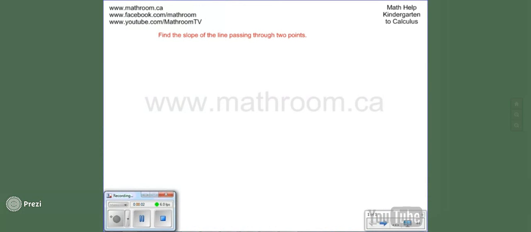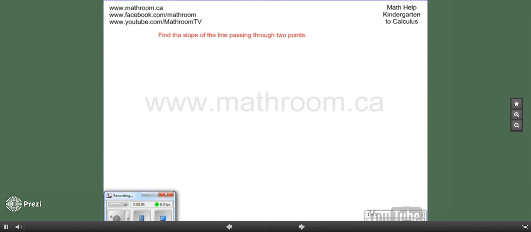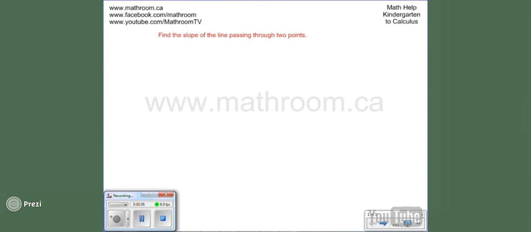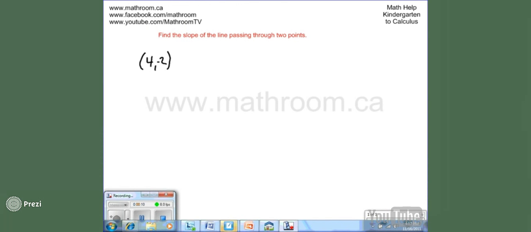Okay, we're gonna find the slope of the line passing through 2 points. We'll try to find the slope between the point 4, -2 and 3, -2. We'll have to use the slope formula for this, and the slope formula is m equals y2 minus y1 over x2 minus x1. M is the letter that represents slope.